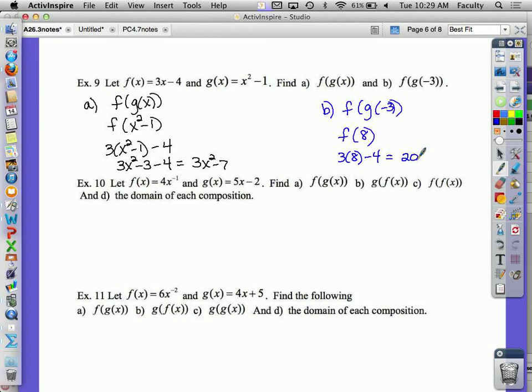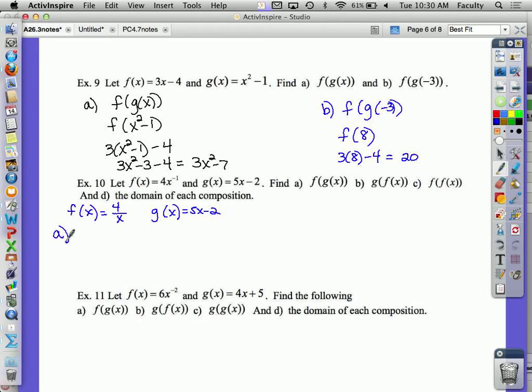All right, example 10 says let f of x equal 4x to the negative 1 and g of x is 5x minus 2. Find f of g of x. Well, the first suggestion I have is I personally don't like 4x to the negative 1. To me, that's confusing. That 4 is to the first power and the x is to the negative 1. So I'm going to rewrite it as 4 over x. So anytime you see in the homework negative exponents, just rewrite it.